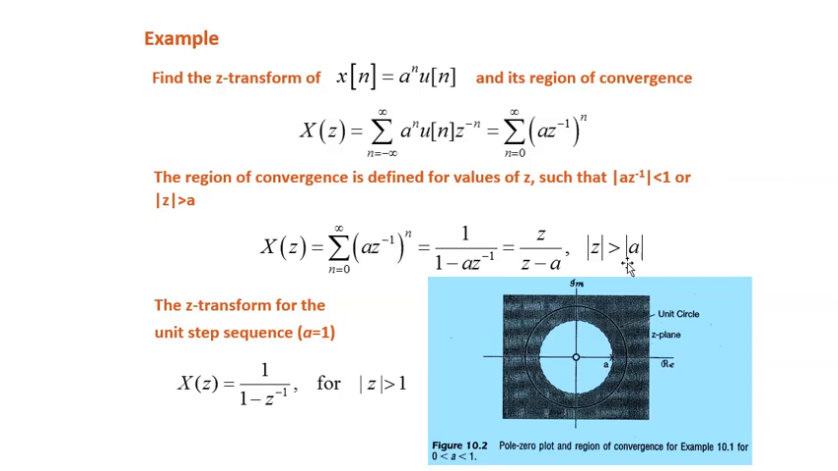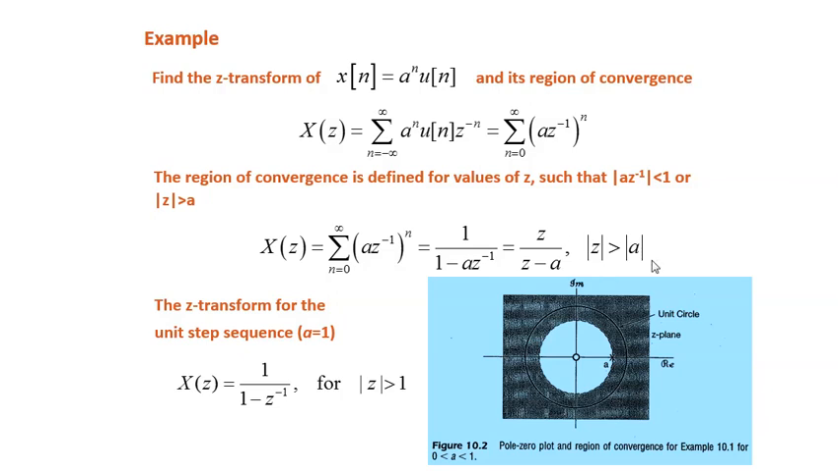It means a over z has to be smaller than 1. It means a has to be smaller than z. Since we have to consider all the possibilities that a and z, each of them, is negative or positive, we say the absolute value of a has to be smaller than the absolute value of z. Because if this condition is not met, this whole thing is not going to converge. This series will go to infinity. So the Z transform of this function will be z over z minus a for z's which are greater than a.